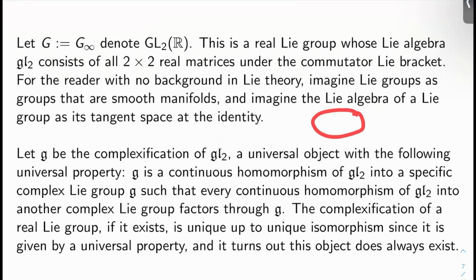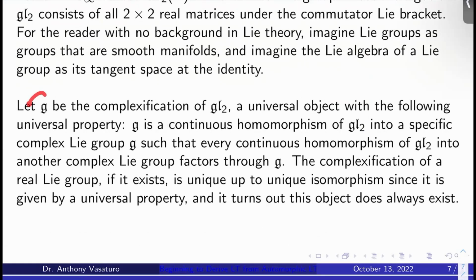So here's your Lie group. Here's the identity, e maybe. Here's the Lie algebra. Let's let frak g be the complexification of frak gl sub 2, which is a universal object with the following universal property. This is just how I think of the complexification. It's not the actual construction, but I'm going to define it in terms of its universal property.